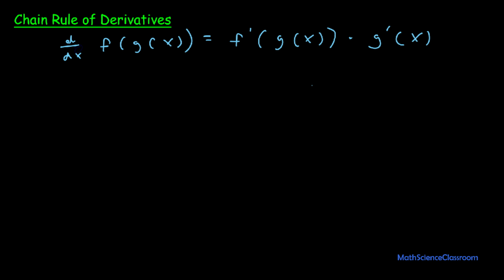So that would look like d/dx of u to the n equals, then we take the exponent, put it in front, and u to the n minus 1 times u prime. Okay, very good. Now let's do some examples.